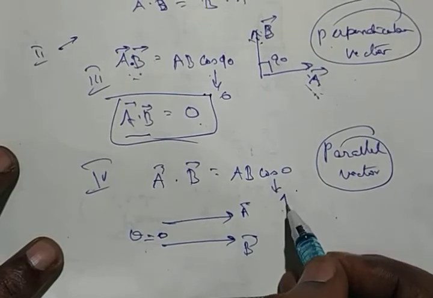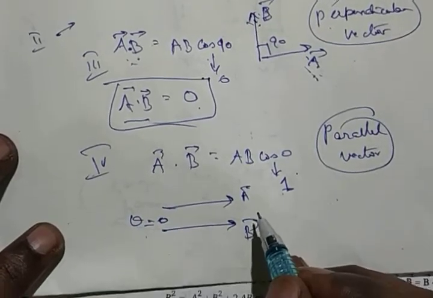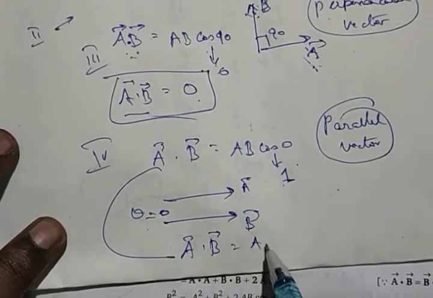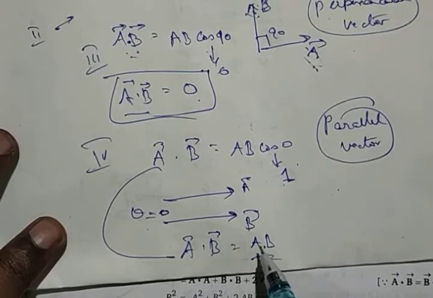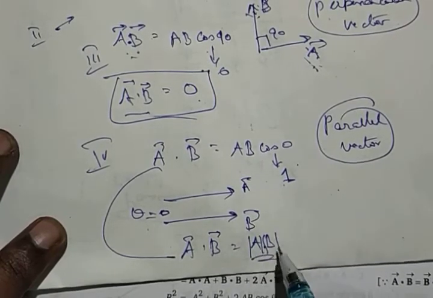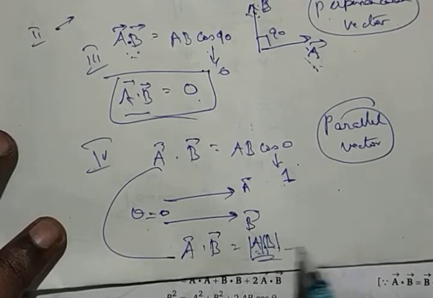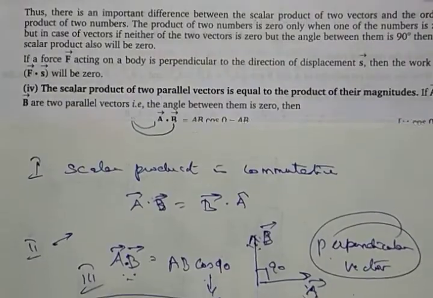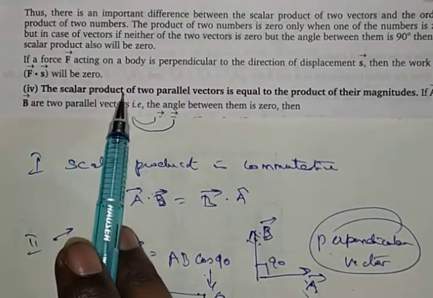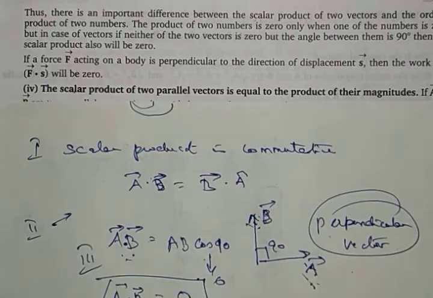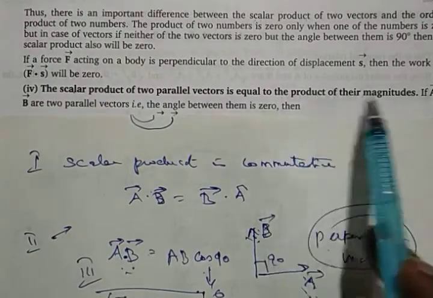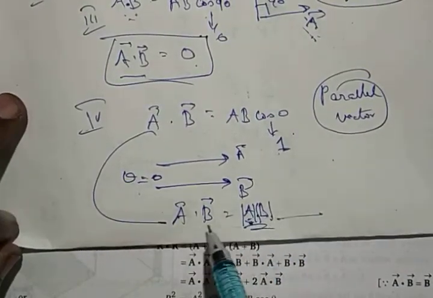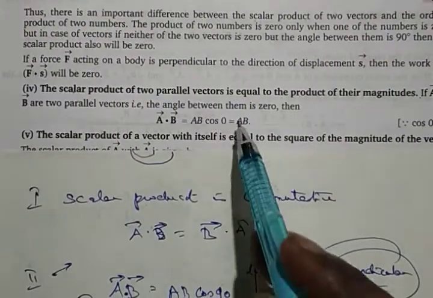What is cos 0? The answer is 1. So, what will be the final answer here? A vector dot B vector is going to be equal to just AB. The magnitude and the magnitude both multiply. So, the scalar product of two parallel vectors is the product of the magnitudes. It is just the magnitude product, that is the value here. So it is already given here.